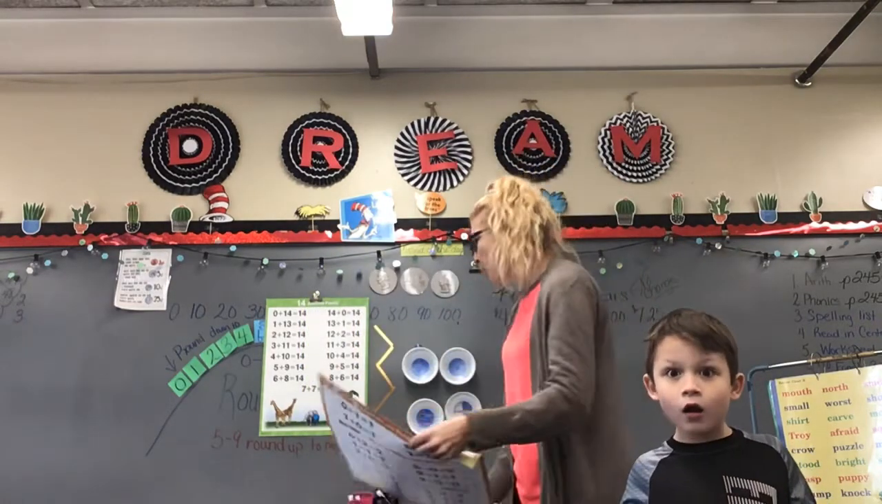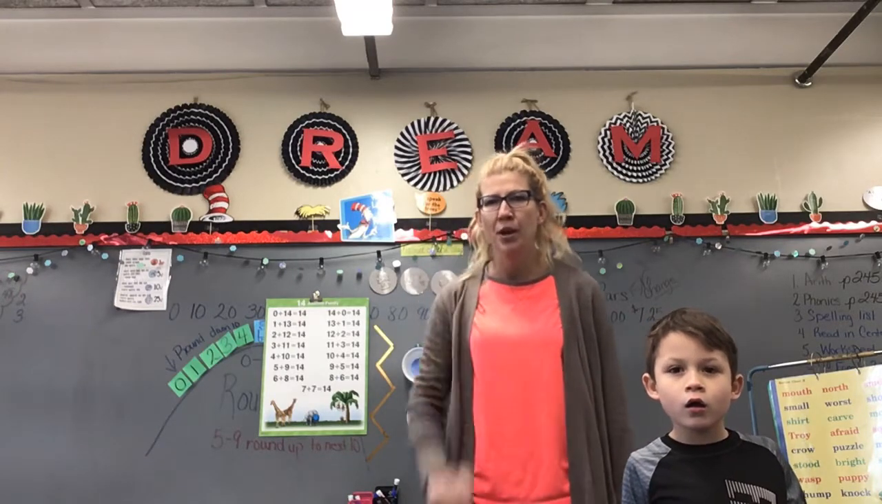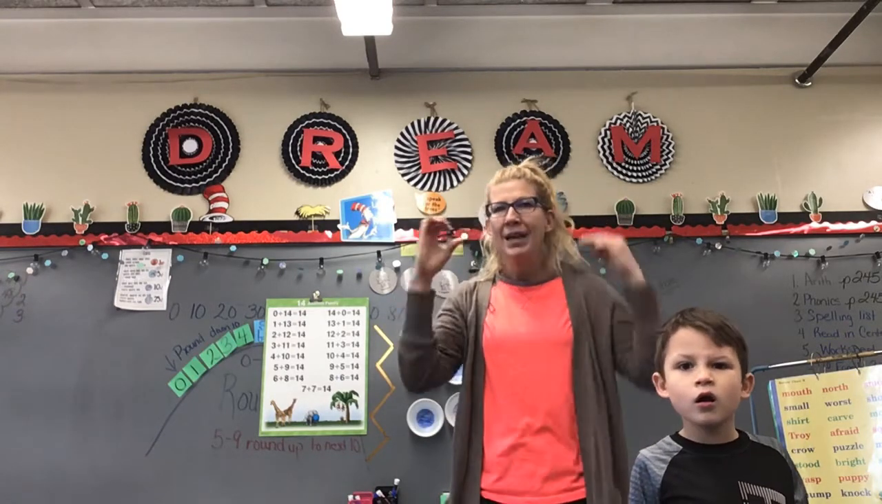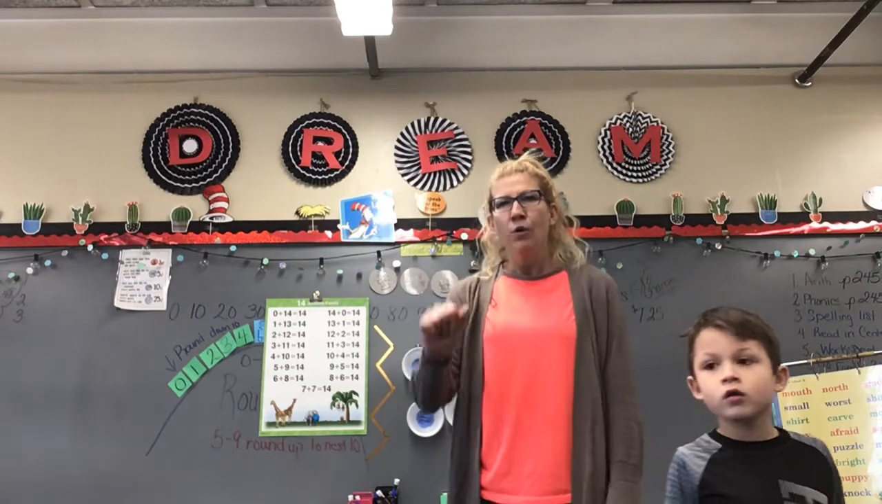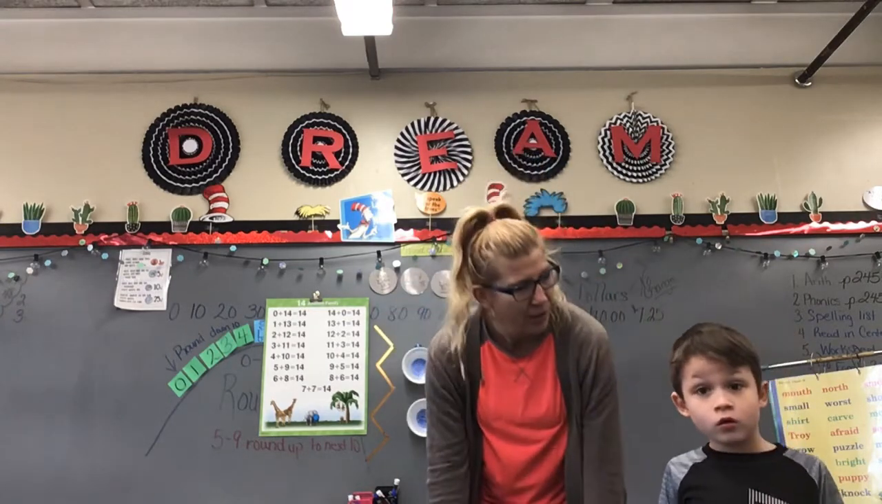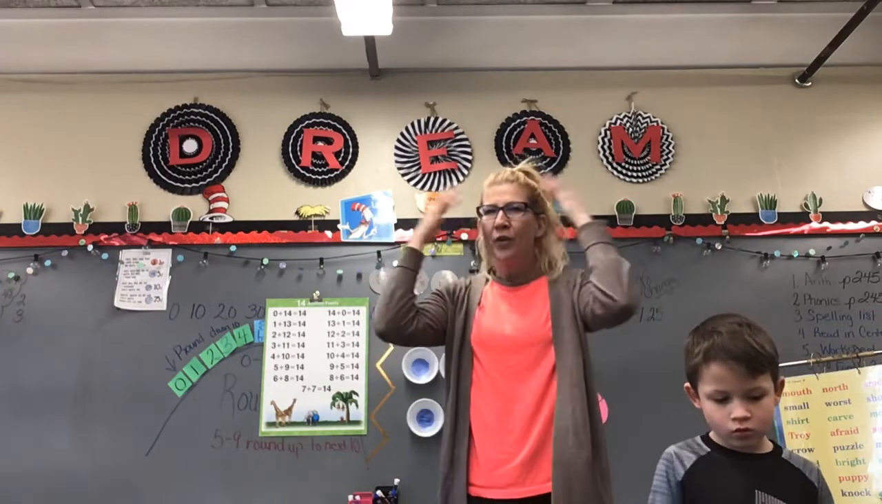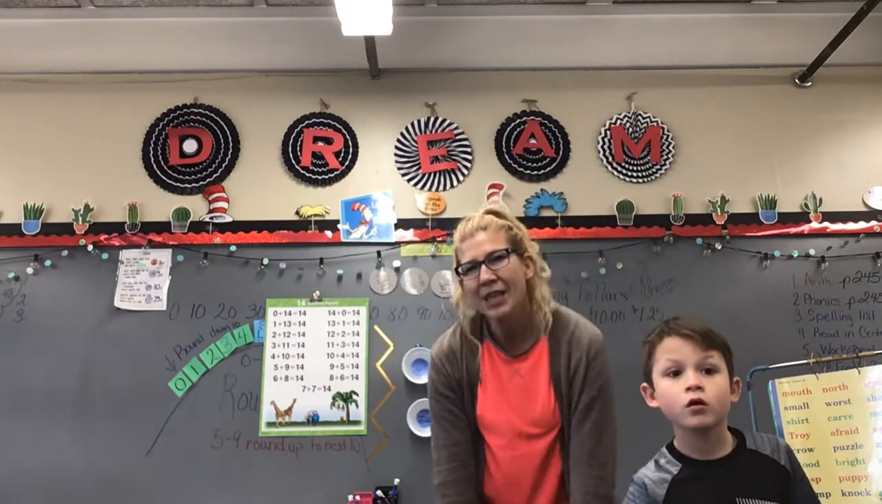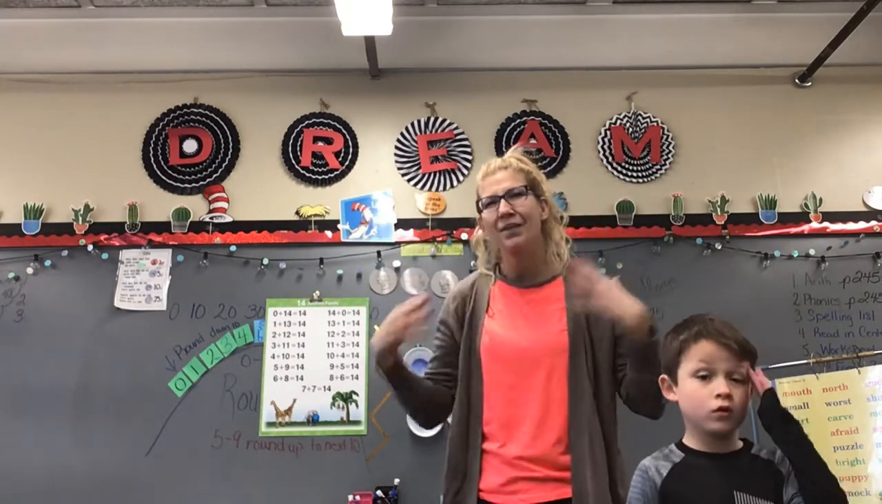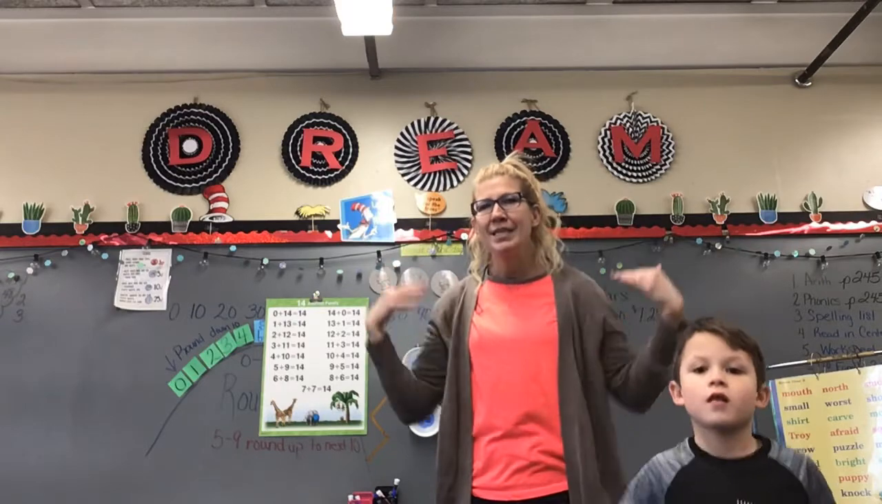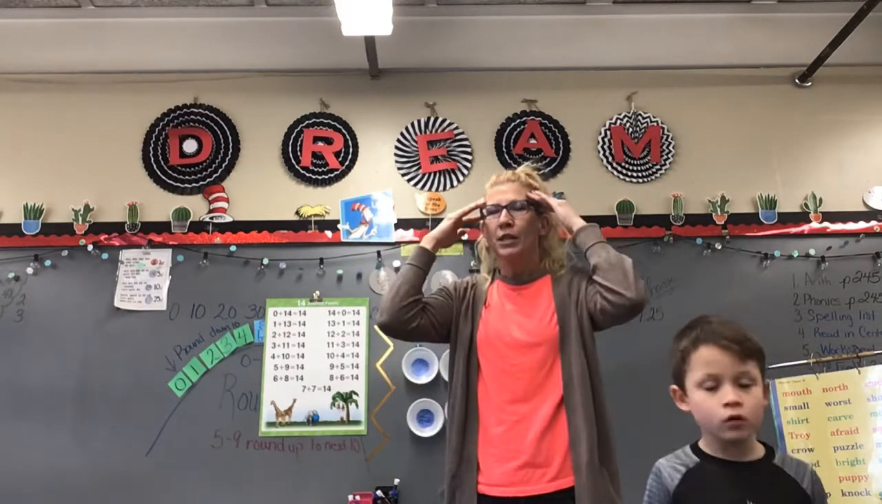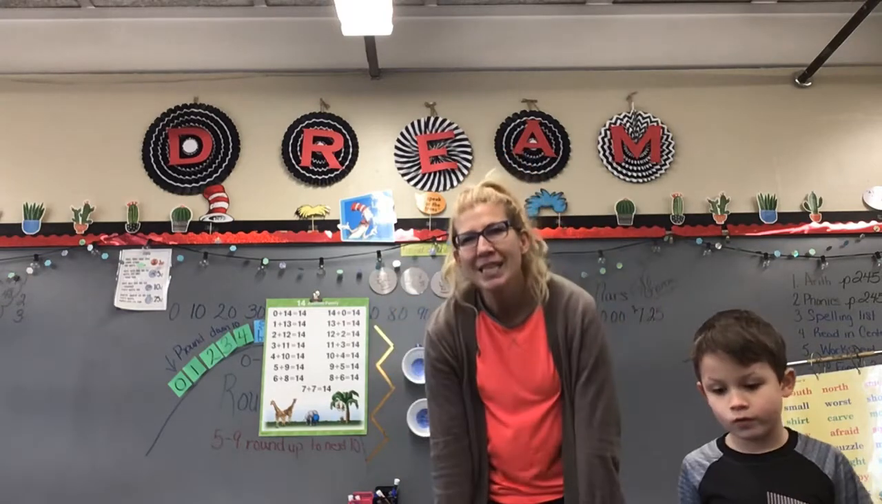Now let's try to do it without looking. You should be able to. I'll try to show you the number that we're on. Ready? 14 minus 0 equals 14. 14 minus 1 equals 13. 14 minus 2 equals 12. 14 minus 3 equals 11. 14 minus 4 equals 10. 14 minus 5 equals 9. 14 minus 6 equals 8. 14 minus 7 equals 7. 14 minus 8 equals 6.